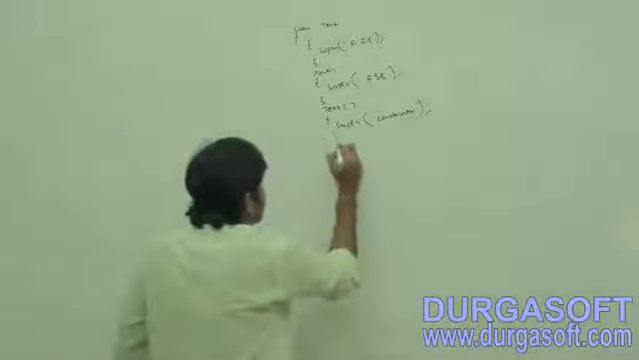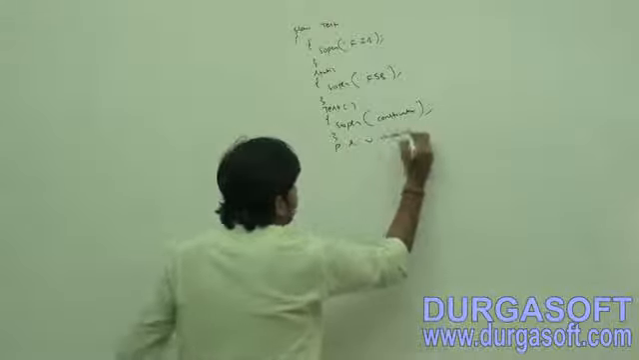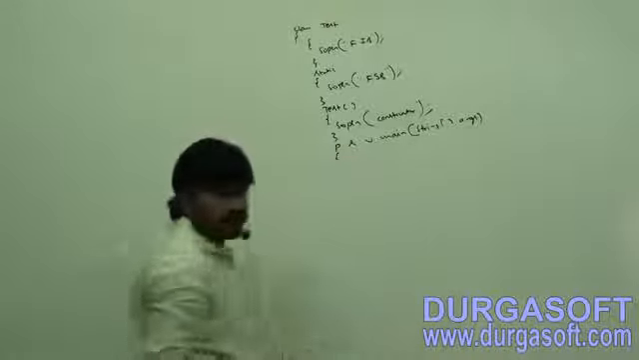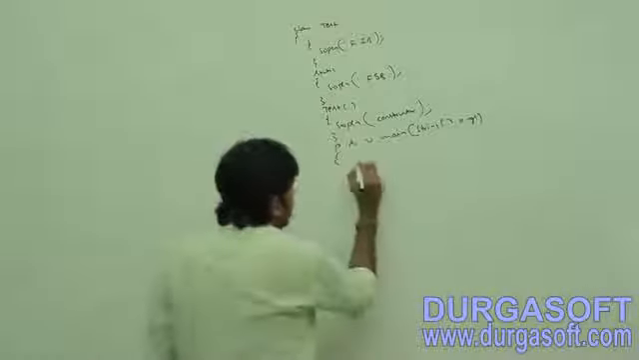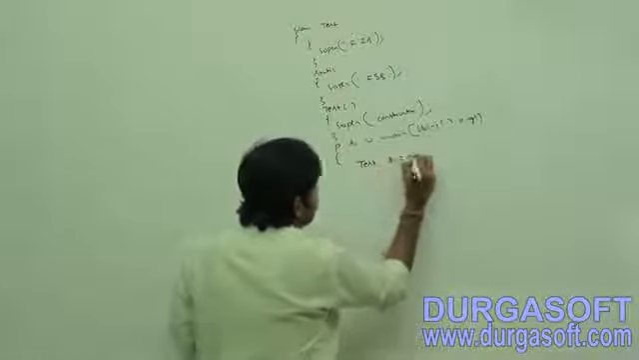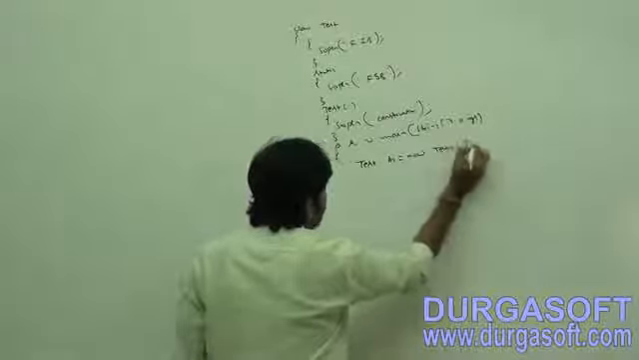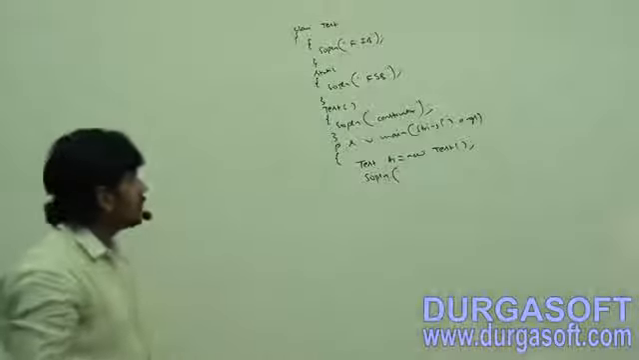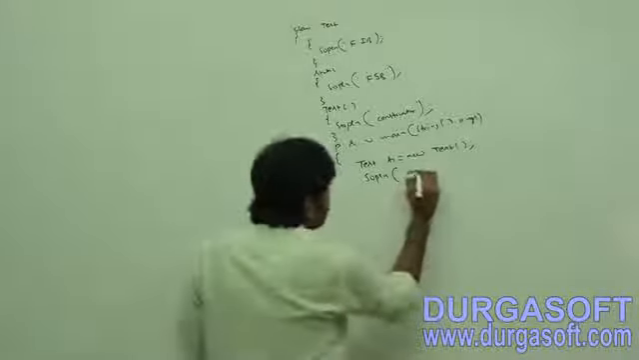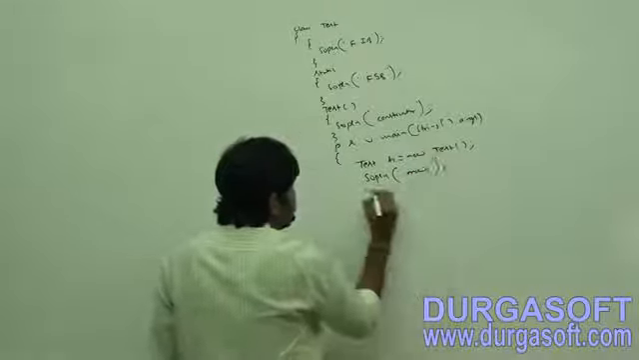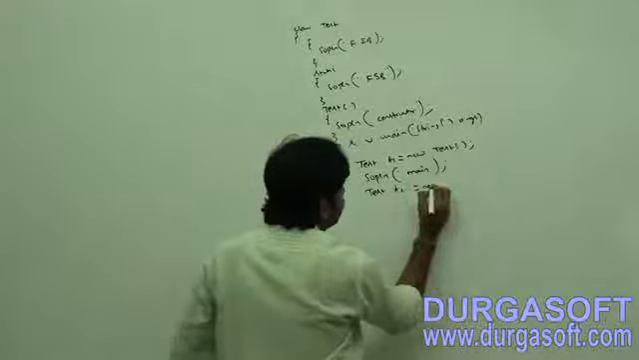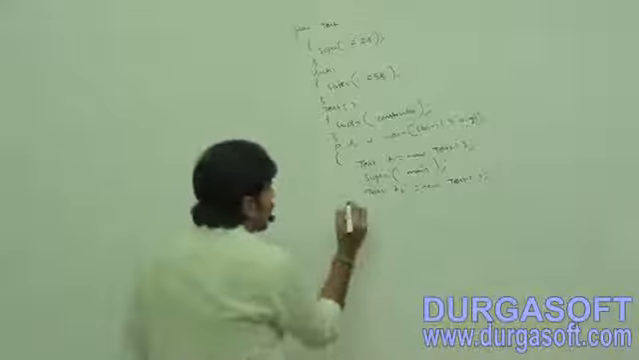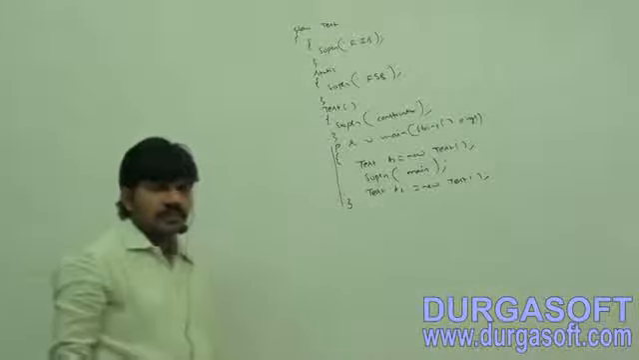Now public static void main method, String array args. Here I am taking Test t1 is equal to new Test, then System.out.println of "main". Sir, main I am taking. Next, Test t2 is equal to new Test. Curly brace close.